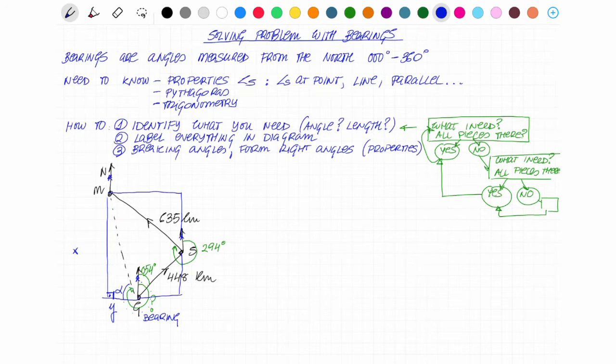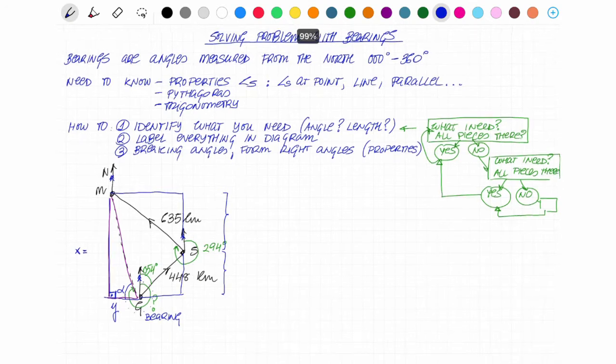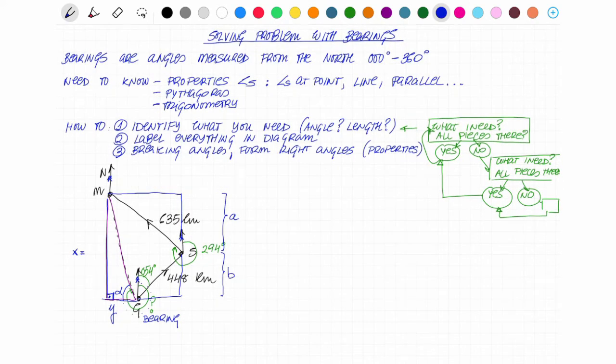So then I'm thinking, well, how do I get these two? I don't have anything in this triangle. Let's use colors. This triangle here does not give me anything that I can use. So I go backwards and I go, well, it's actually this section there plus that section there. So I'm going to call them A and B, and if I knew A and B, I could get the X.